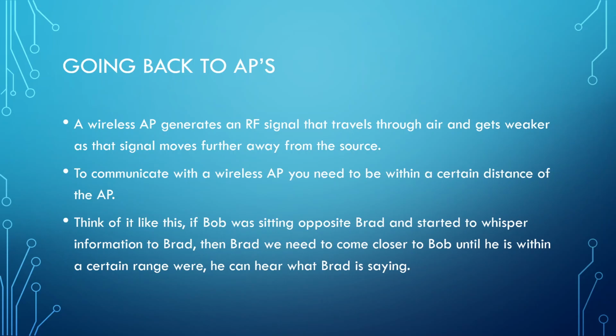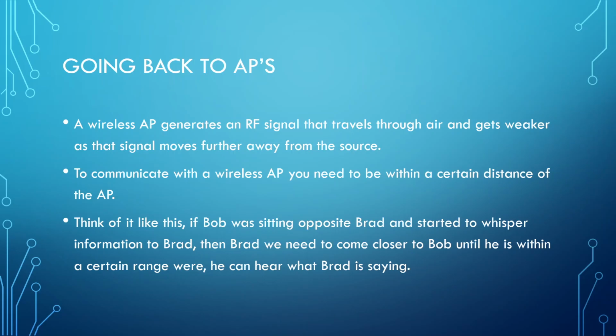That means that the signal is so weak that it can't actually be used to carry any data. Essentially, it's what we call an unintelligible signal, which means that that signal is useless. No data can be carried. You can't understand what data is being carried in that signal. So again, this is another very important point, that to communicate with a wireless access point, you need to be within a certain distance of the AP.